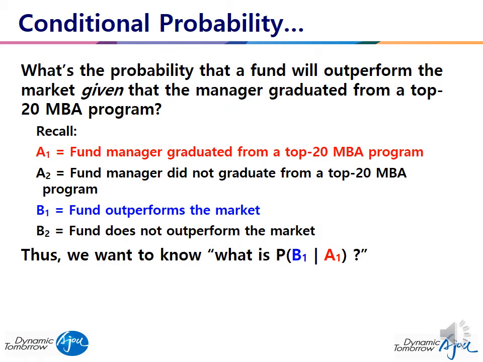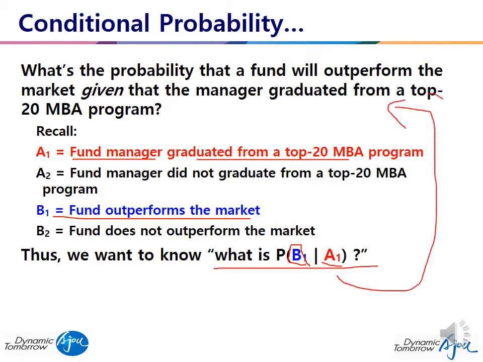Now, let's try to answer this question. What's the probability that the fund will outperform the market given that the manager graduated from a top 20 MBA program? So, fund performance is related to the manager graduating from a top 20 MBA program. You can check this using conditional probability. I'm going to read the question again. Thus, we want to know: what is probability B1 given A1? B1 is the fund outperforms the market. A1 is the fund manager graduated from a top 20 MBA program. So this question is denoted by this notation.